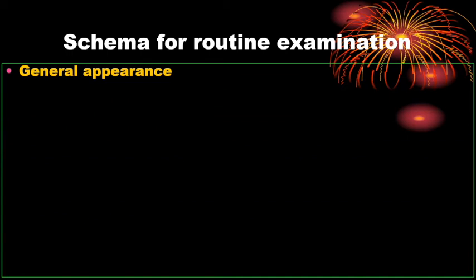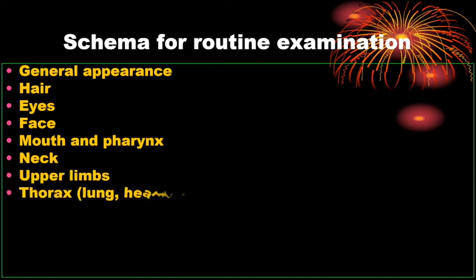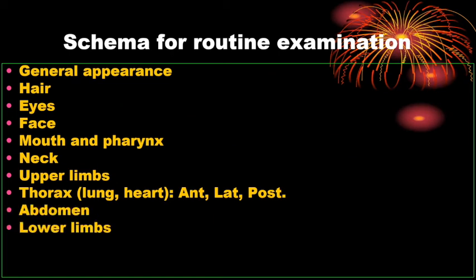So to end the schema for routine examination, we have the general appearance of the patient. We have to examine the patient from the hair to the toes: hair, eyes, face, mouth and pharynx, neck, upper limbs, thorax, which includes lung and heart, anterior, lateral, and posterior parts. The abdomen should be examined, then lower limbs and excreta.